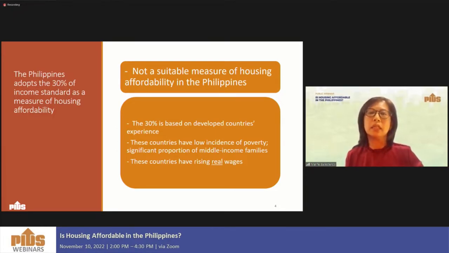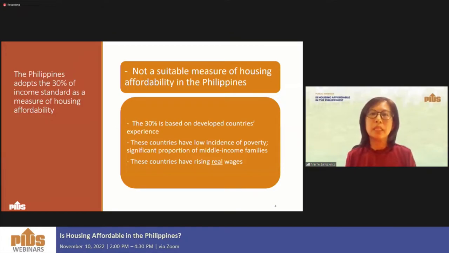The other reason for this argument is that in developed countries, there is a low incidence of poverty and a significant proportion of middle income families, which is not the case in the Philippines, where you have about 47% low-income families, and about 20% that are low-income vulnerable families, although we consider them as middle income families. And the third reason is that if you look at real wages over time in the Philippines, they are actually not rising. Whatever increases in wages we experience are just enough to cover inflationary effects.